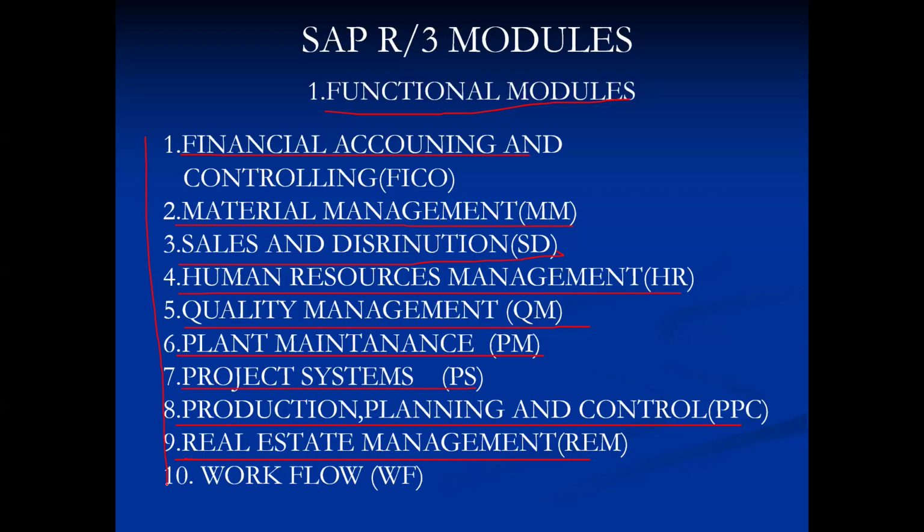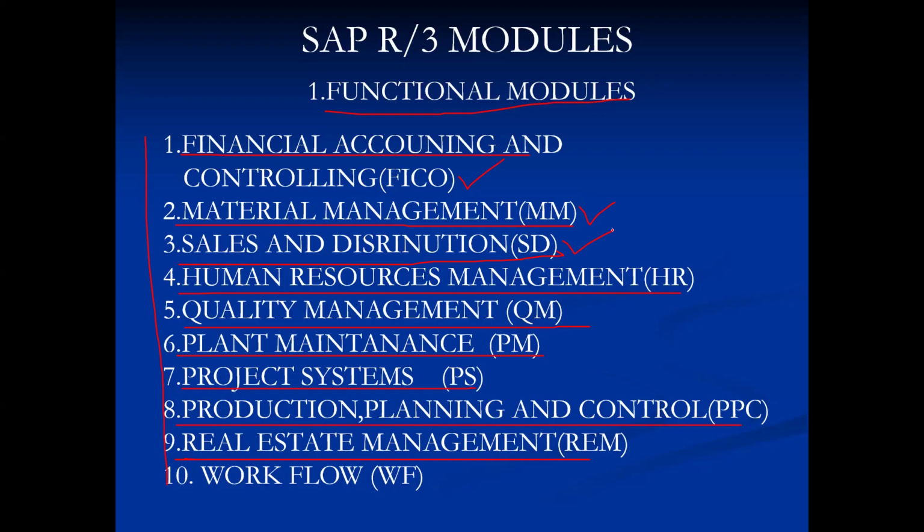So this financial accounting module is used to process the business transactions in the finance and accounts department. MM is used to process your business transactions in the purchase department. SD, sales and distribution, is used to process the business transactions in the sales and distribution department, and so on. So each module is used to manage your respective departments.